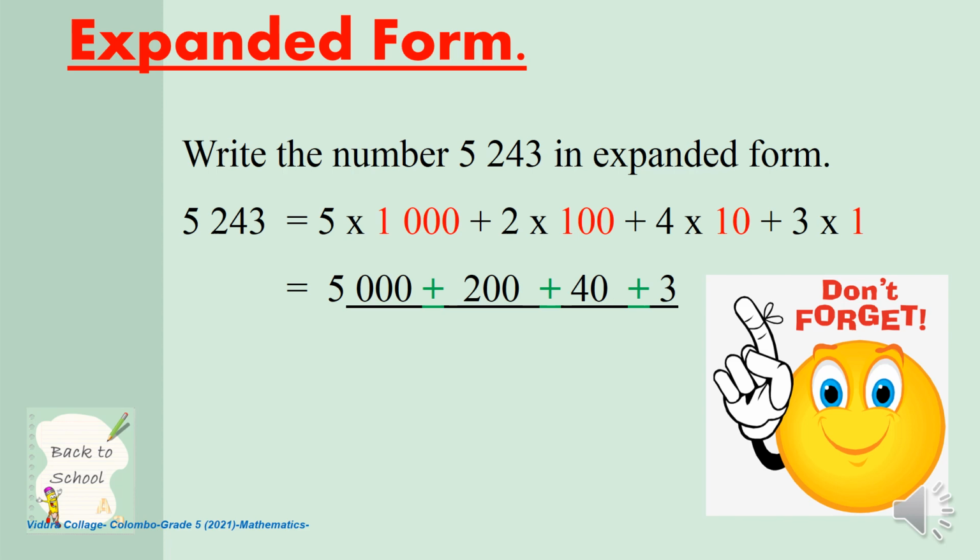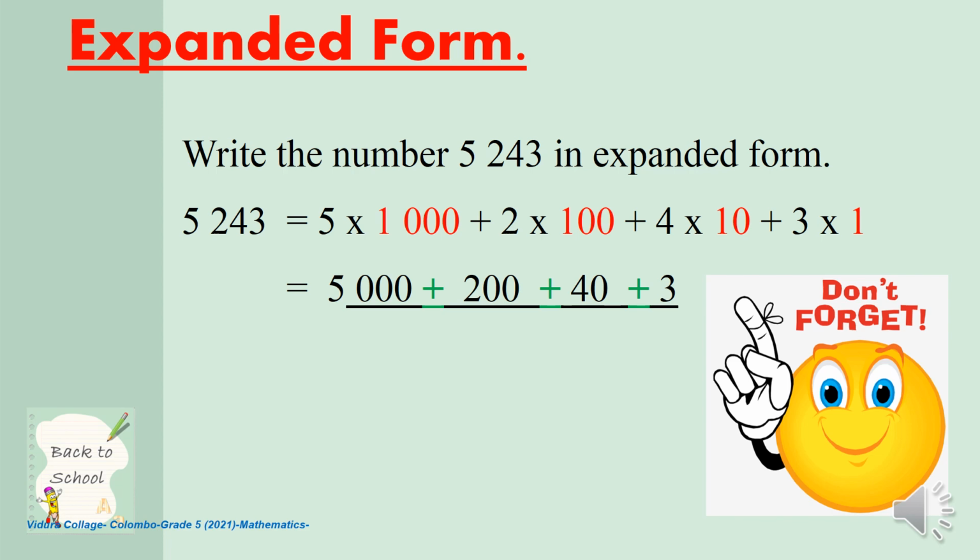Then 4, in 43, is in the tens column. How many 4s? 4 into 10. Then 40 is the value of that digit. Likewise, 3 is in the units place. 3 into 1. 3 is the value of digit 3.